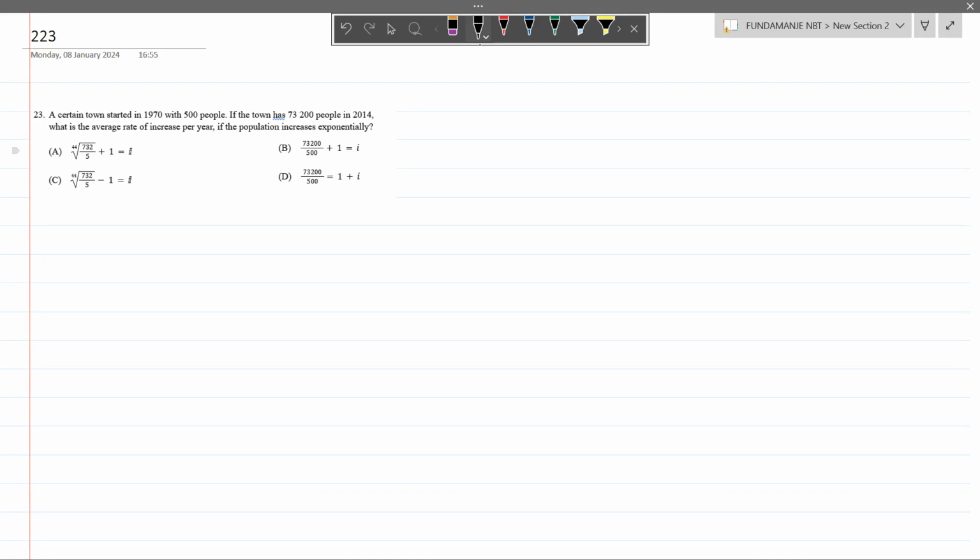Question 223 says a certain town started in 1970 with 500 people. If the town has 73,200 people in 2014, what is the average rate of increase per year if the population increases exponentially? So if the population increases exponentially is kind of a key to tell us what we're supposed to use. So this is an exponential growth type of problem.